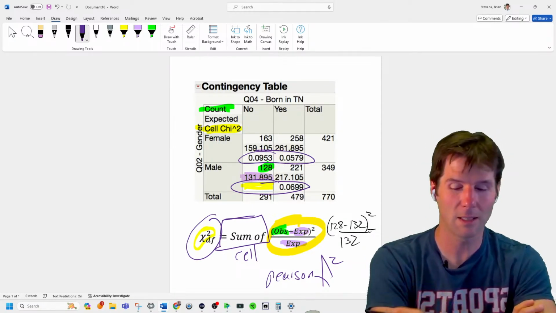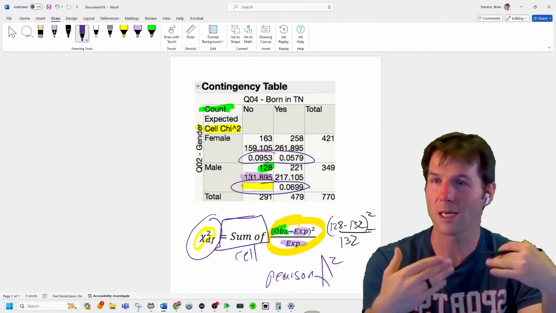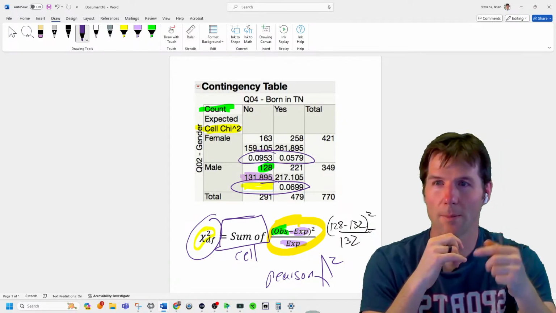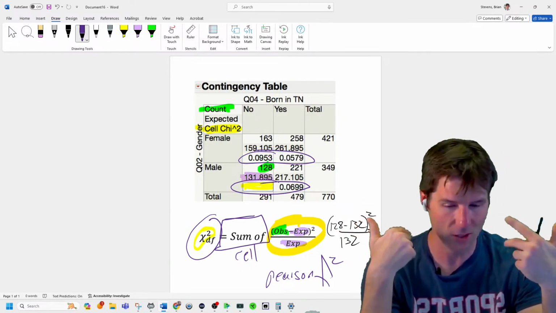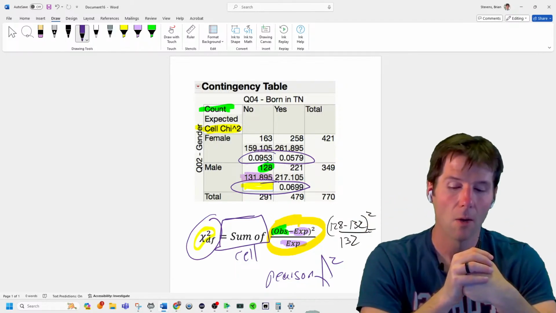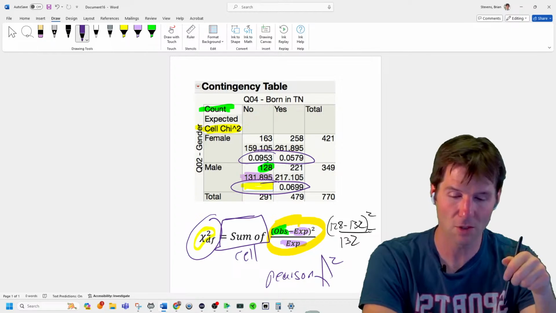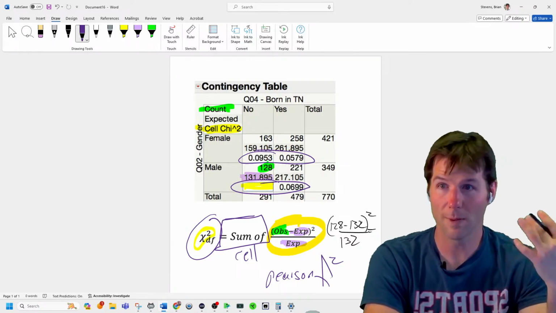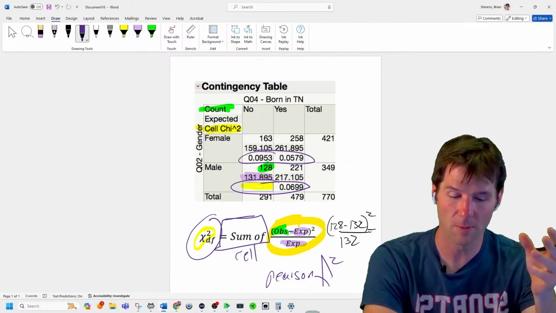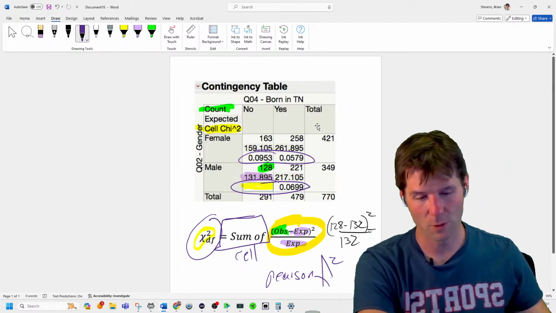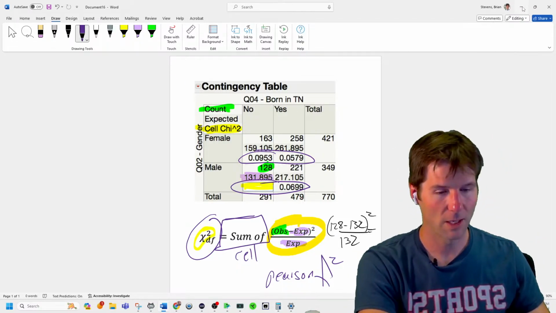Know how to calculate these. Just try it, practice it. Understand what you're looking at in this output right here. Know that the count is how many people you see in each group, like I saw 163 females not born in Tennessee. 159.1 is how many we would expect by random chance: row total times column total over grand total. Cell chi-squared is a metric of the deviation within that cell between the observed and the expected, and then the other things are the row totals, the column totals, and the grand total.